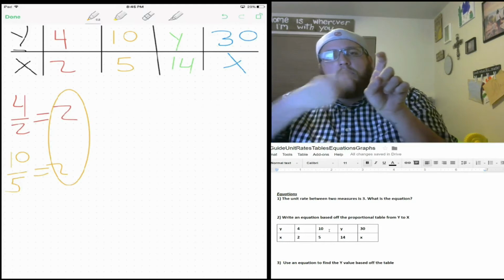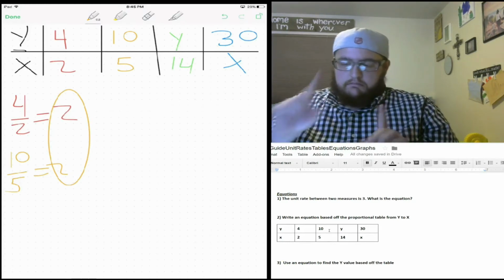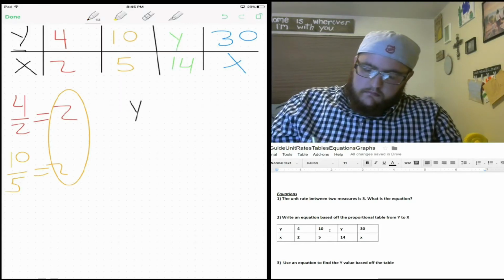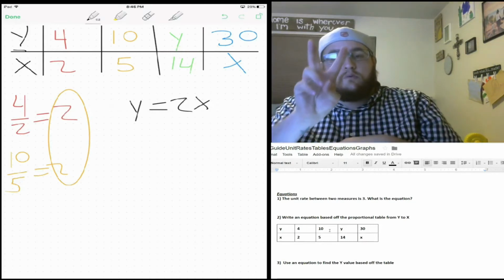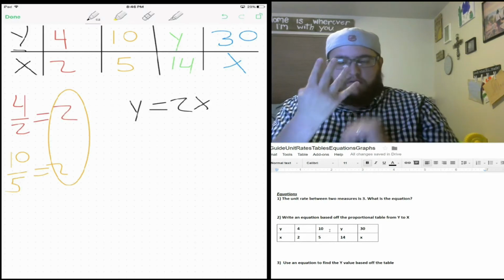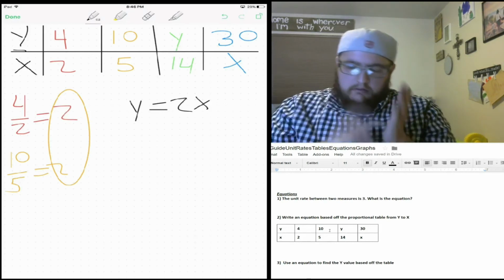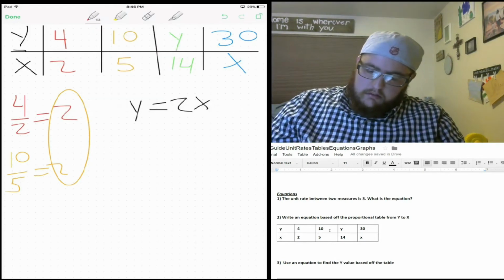our equation. It means that any number we substituted in for x, if we multiplied by 2, we would get our y value. So our equation must be as follows. Our y value is equal to 2 times any number we plug in for x. Now we can verify this. So if we plugged in 2 for x and multiplied it by 2, we would get 4, which is our corresponding y value. If we plugged in 5 for x, we would get 10, which is our corresponding y value.